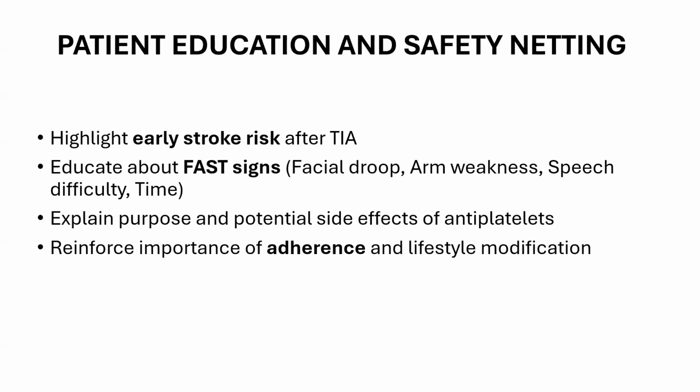After a TIA, the other thing is patient education and safety netting. So we have to highlight early stroke risk after TIA. By using the ABCD squared score and using the exact figures, we can tell the patient what exactly their stroke risk is after the TIA. And we have to educate the patient about the BE FAST signs that we spoke of earlier, and for the patient to be able to identify signs of stroke. And we have to explain the purpose and the potential side effects of the antiplatelets and reinforce the importance of adherence and lifestyle modifications.